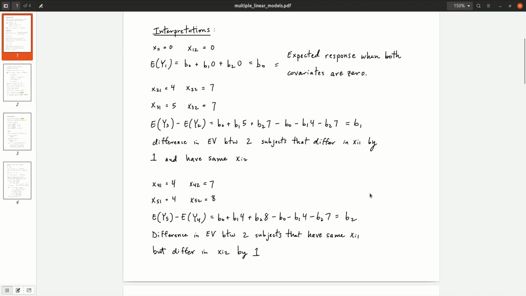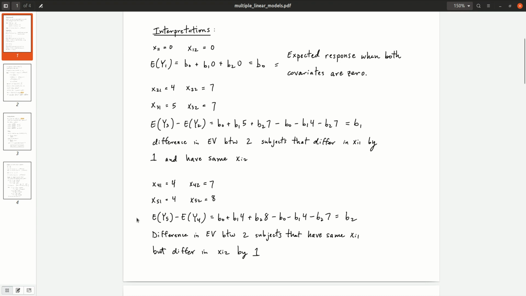So what we've done here is we've set this up so we have two subjects whose first covariate is the same, and whose second covariate differs by 1. And if we do that, we can isolate B2, which means that B2 is interpreted as the difference in expected value between two subjects that have the same xi1 but differ in xi2 by 1. And therefore it's the effect of changing the second covariate while holding the first covariate constant.